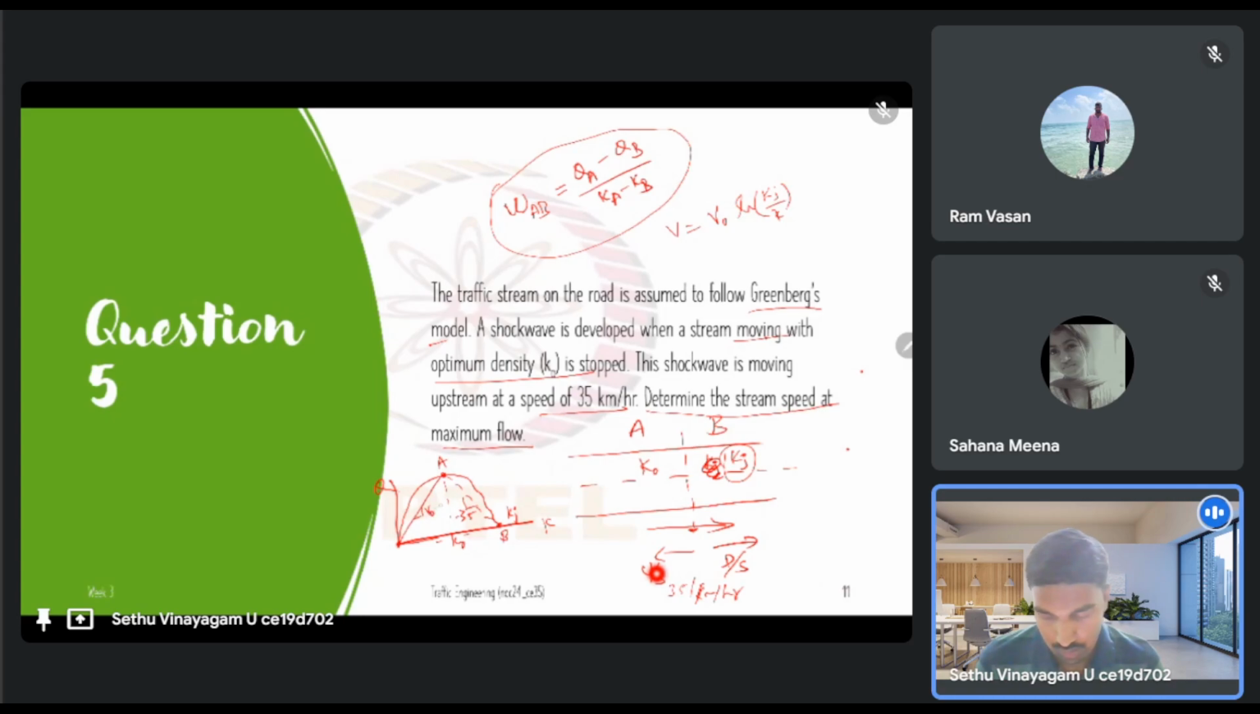So at traffic state A, which is the maximum flow state, what is V0? That's what we want to find out. So how will we do this? We will make use of the information that is given to us, which is the speed of the shock wave, minus 35. So how do we write this shock wave speed? That's what I gave here, this WAB. And what are A and B? A and B are these two traffic states.